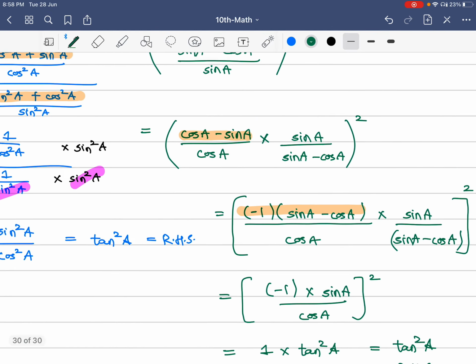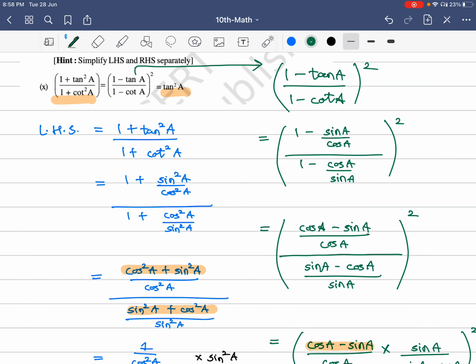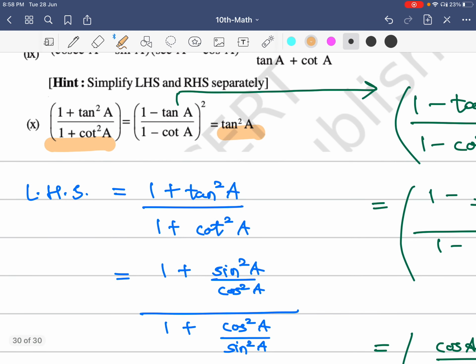Thus we have successfully shown that both these terms, let me zoom in and use a different highlighter. We showed that this is equal to tan square A, and we showed that this term in orange is also equal to tan square A. So this term is equal to this term, and both of these are collectively equal to tan square A, and that is how you solve this problem.